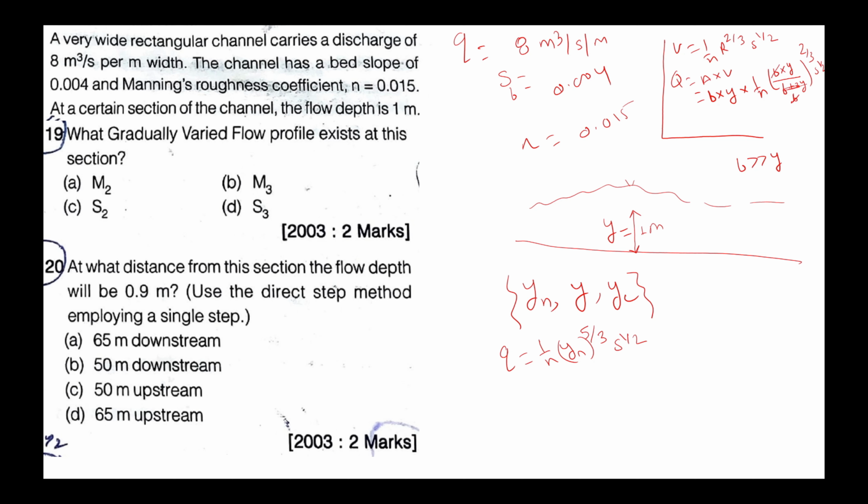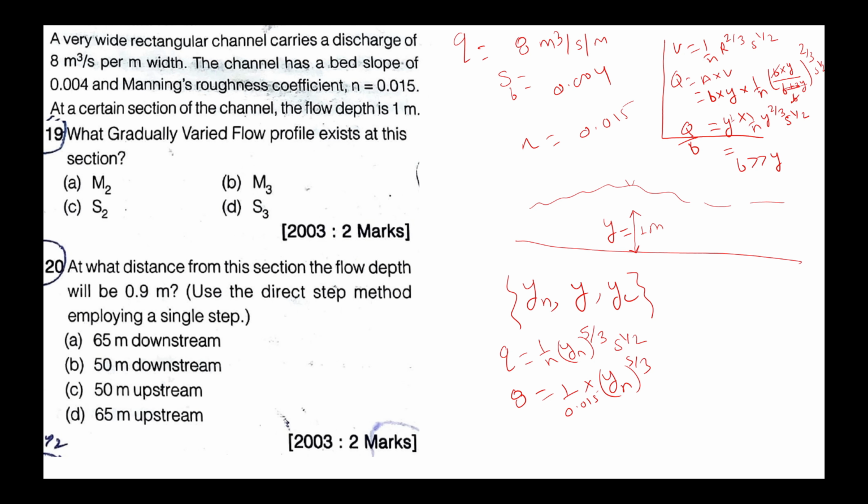So b cancels. Your formula will be q divided by b, and this b will go down, into 1 by n, y to the power 2 by 3, s to the power 1 by 2. If you add 2 by 3 plus the power 1 here, you will get y to the power 5 by 3. Now put in the data. Your discharge is equal to 8 meter cube per second, equal to 1 by n. n is 0.015, already given in the question. You need to calculate yn to the power 5 by 3, and s is already given in the question.